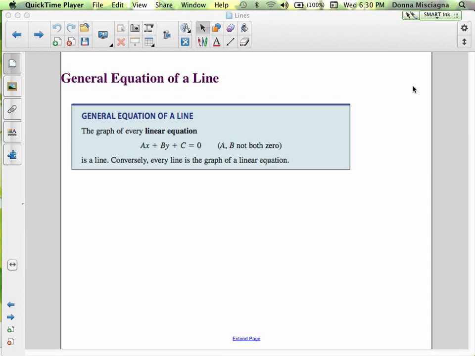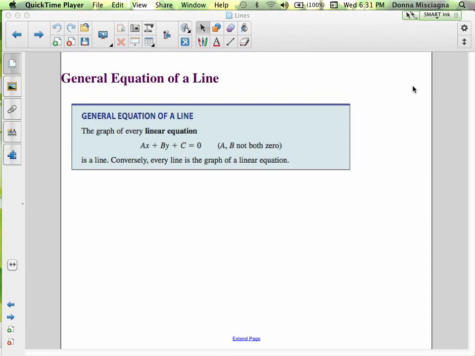So the graph of every linear equation ax plus by plus c equals 0, where a and b are both coefficients, and they can't both be 0 because otherwise we wouldn't have any variables at all, and c is a constant, is a line, right? So conversely, every line is the graph of a linear equation. So every line can be written in standard form.